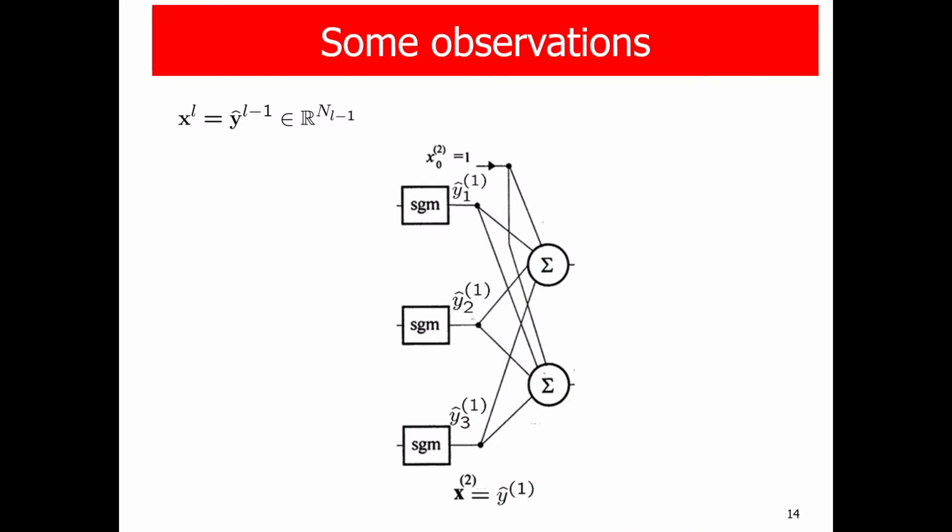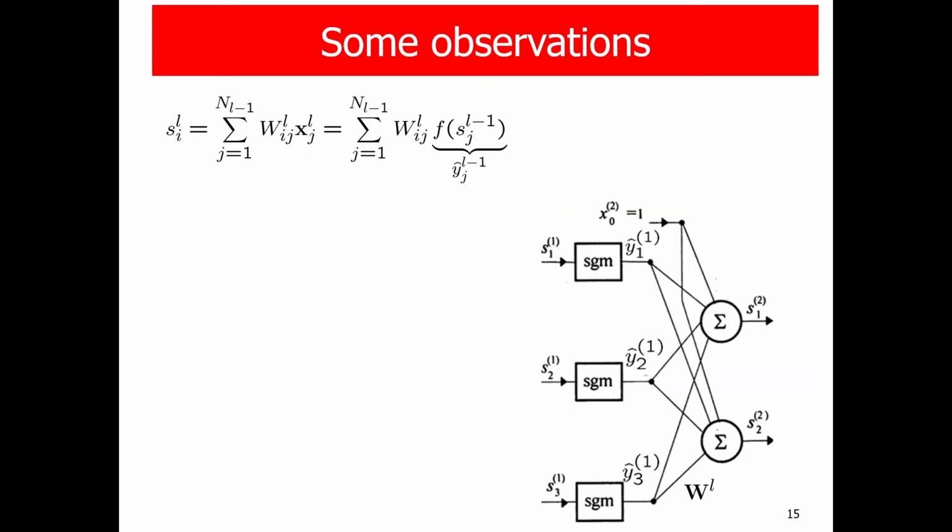To be able to proceed, we need to make some simple observations. The first one is that x_l equals ŷ_{l-1}. This is obvious because it just says that the input of layer l is the same as the output of layer l-1. This is what I'm showing here for the second layer. The input of the second layer is the same as the output of the first layer.